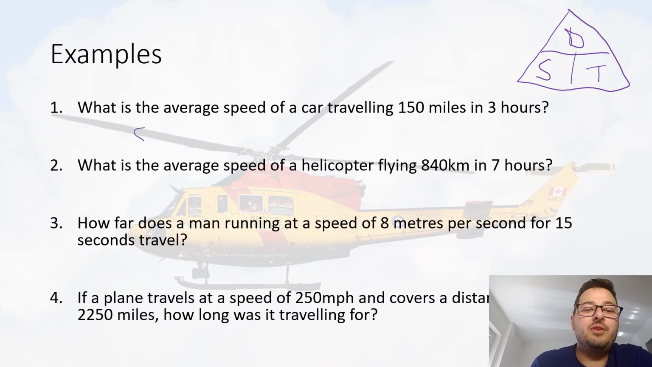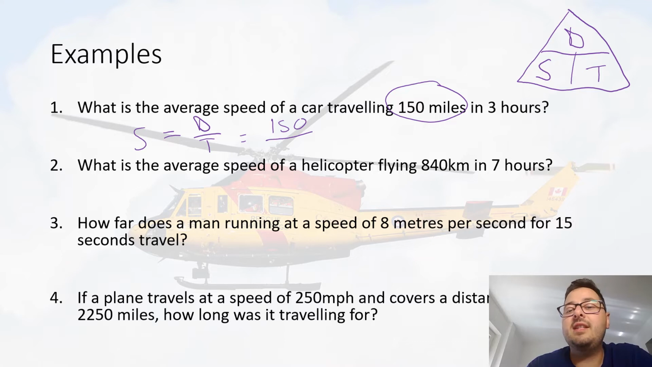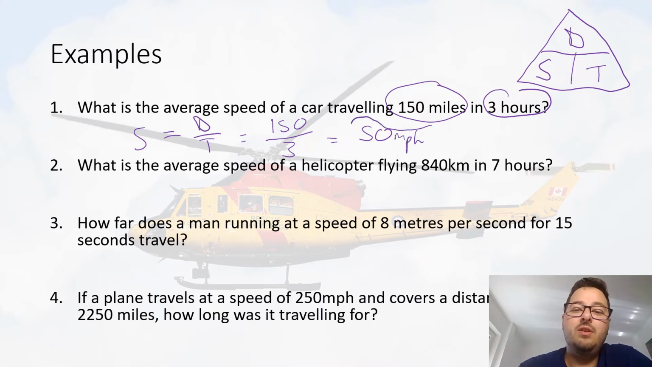So we want to work out the speed, and we know that speed is distance over time. Now for this, our distance is 150 miles, so 150, and our time is 3 hours. So 150 divided by 3, well, that is going to be 50. And what are the units? Well, it's miles per hour, so mph, for miles per hour.